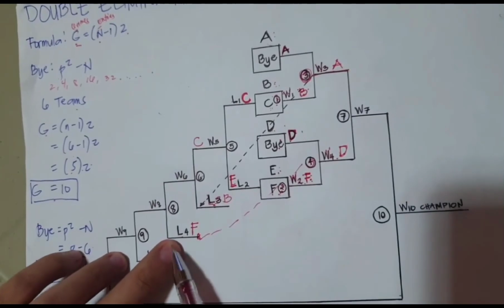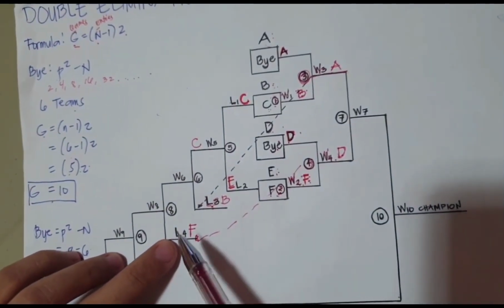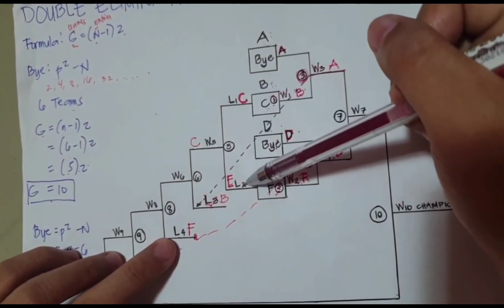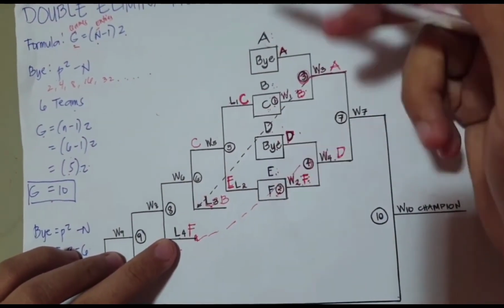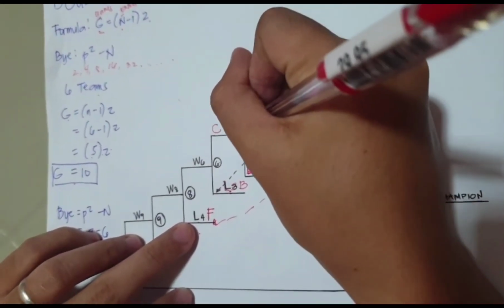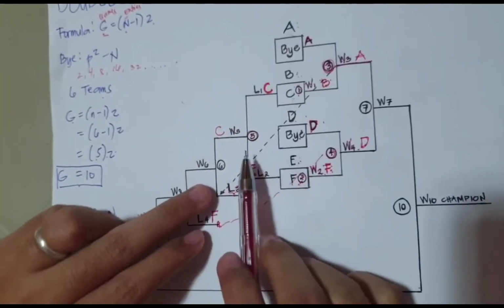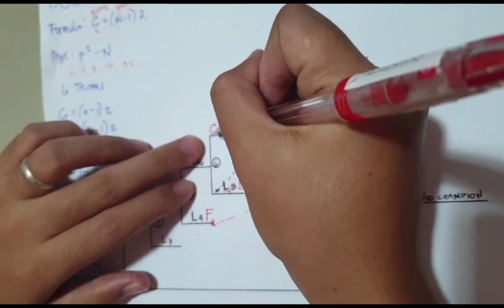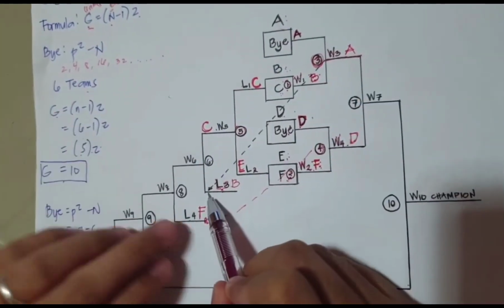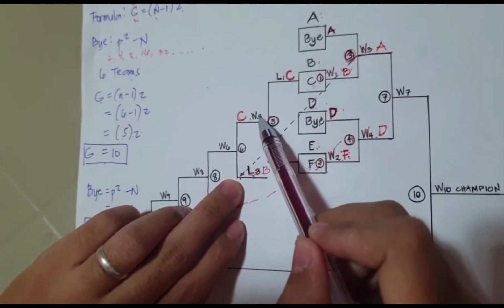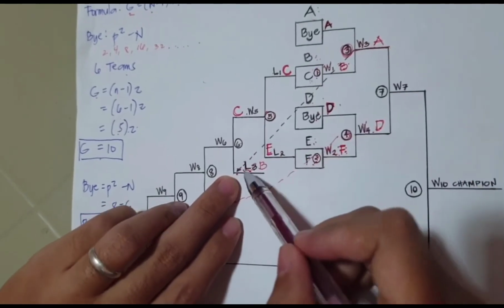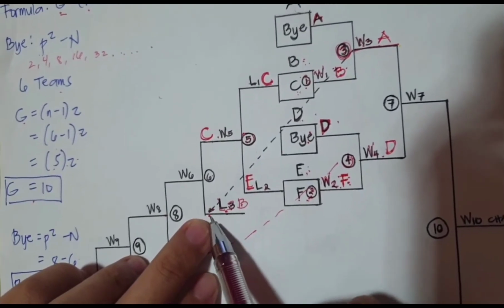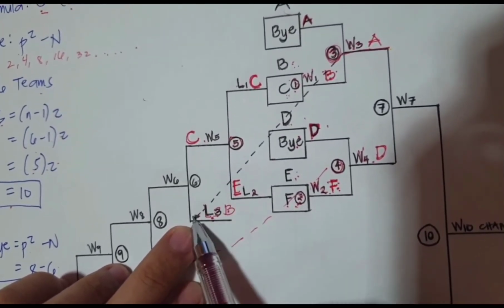For game number 5, here we go to the losers. Loser 1 versus loser 2, C versus E. So this is game number 5. For the winner of game number 5, let's say Team C won. For game number 6, winner 5, which is Team C, and then Team B, which is loser number 3. So this is game number 6. They will play each other.